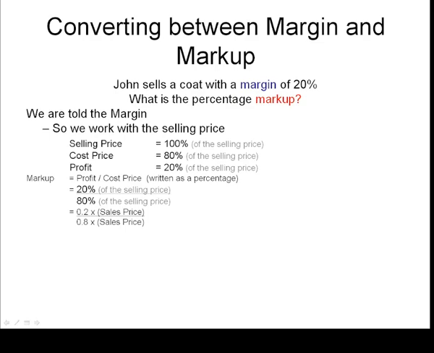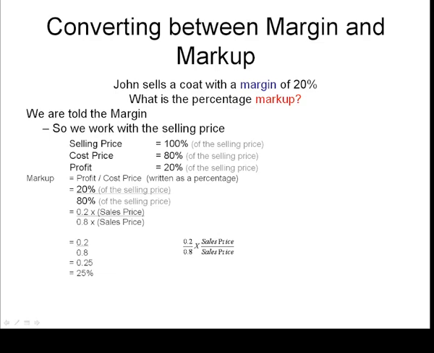We don't know what the sales price is, but that's okay because in this fraction they cancel down and we get 0.2 over 0.8, which is 0.25, and we want to write that as a percentage. So to convert from a decimal to a percentage, we just multiply by 100 and we get 25%. We might wonder, how did we end up cancelling down the sales price?